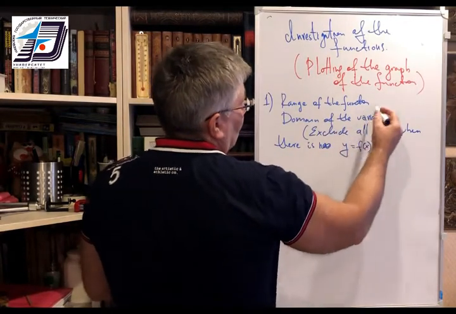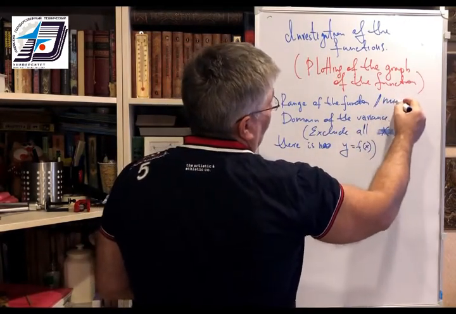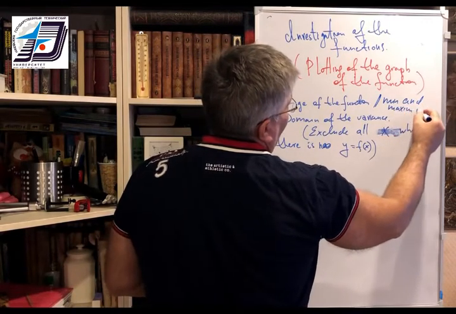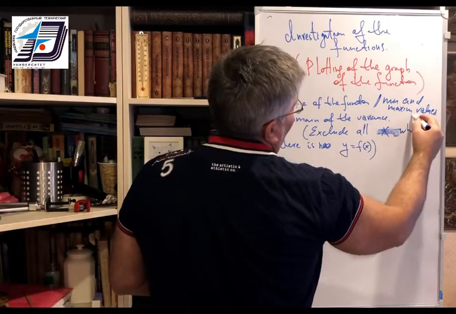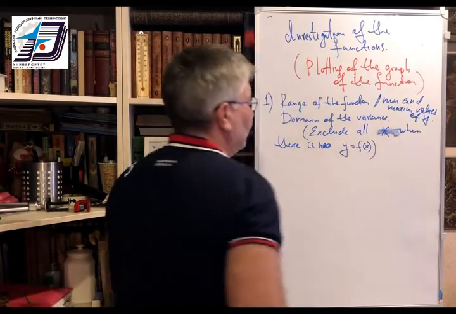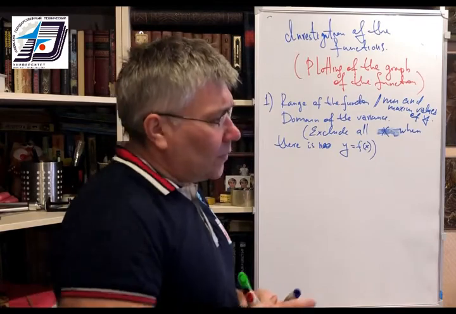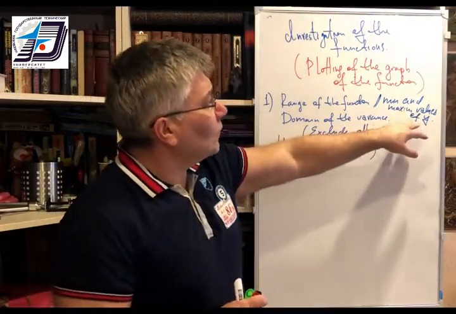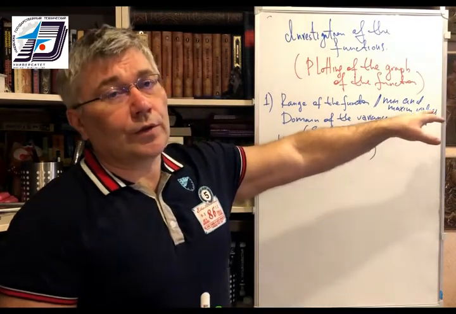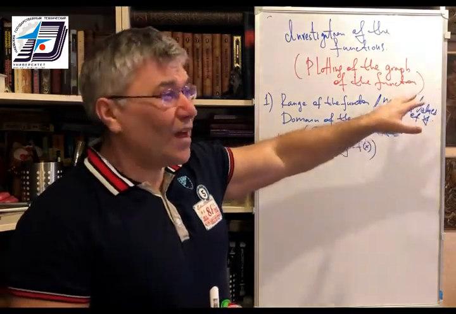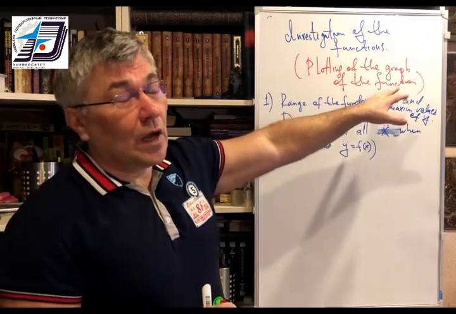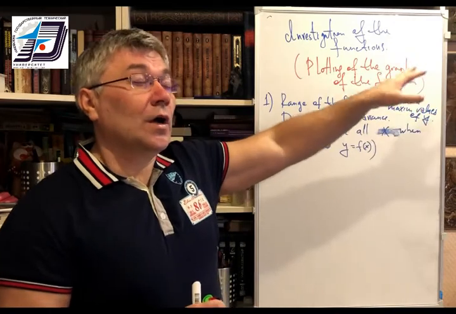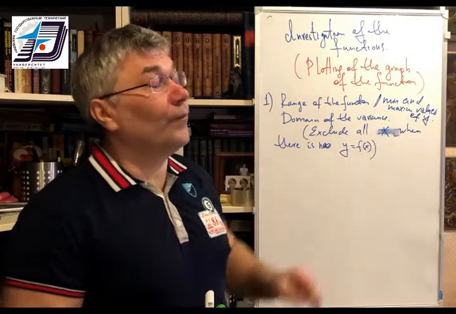A range of the function: minimum and maximum values of y. Sometimes people mix these minimum and maximum values of y with extrema of the function. They have different meanings. The so-called minimum and maximum as extrema are about local maximum and minimum. Okay.